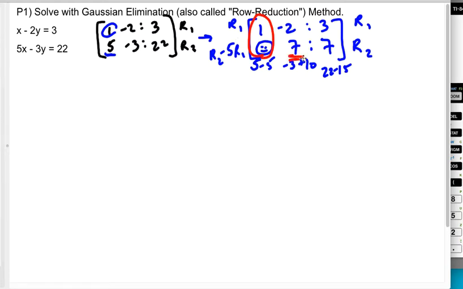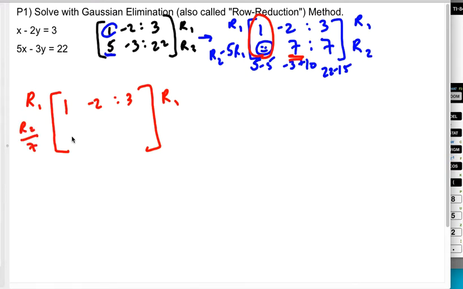My next target is that I really want this 7 to be a 1. So my row 1 is going to stay exactly the same. It's going to be 1, negative 2, 3. Still my row 1, right? But my row 2, I'm going to divide by 7. So row 2 divided by 7 is going to give me 0 divided by 7, 7 divided by 7 is 1, 7 divided by 7 is 1, and that's my new row 2. Well, now this guy's also done, so I just need to worry about this.